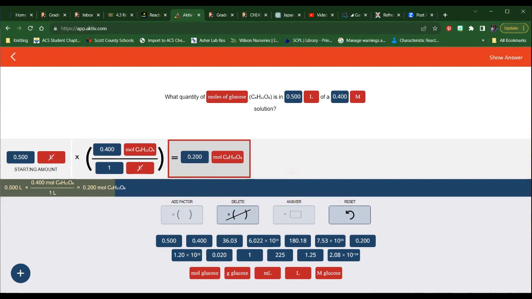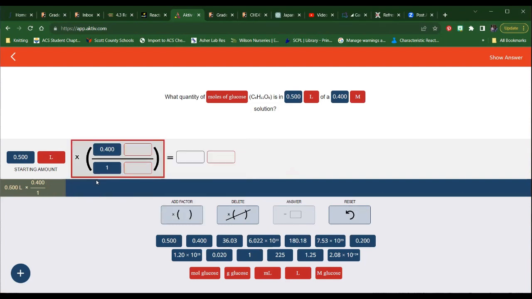Okay, the other thing we can do, let me drag these out of here and start over, is use dimensional analysis to answer this. Let's say I couldn't remember the formula, but I know where I am and where I'm going. I have the unit of liters, so liters needs to go on the bottom to cancel. And I know I want to go to moles, so I'm going to put moles of glucose on top.